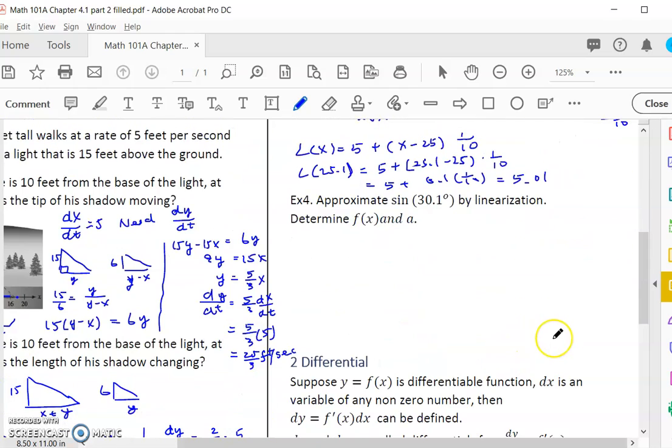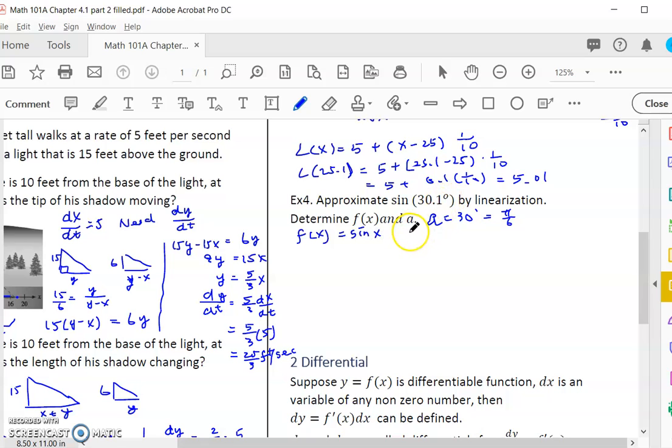The next one, do we have enough time to do this? Approximate sine of 30.1 degrees by linearization. Obviously, the easy one to do is what? A is 30 degrees. When we do a function of sine and cosine, we want to use radians, so it's pi over 6. And what is f of x? F of x would be sine x, because they want to do sine.